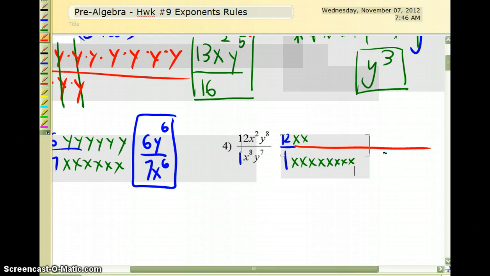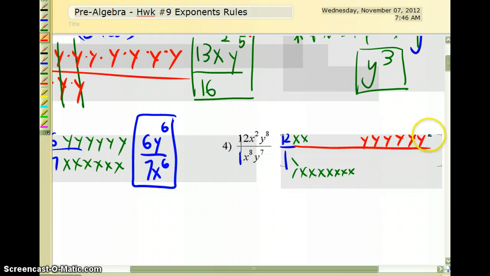So I'm going to line up the y's just like I did the x's to make it a little easier for me to organize. I have y's, 8 of them in the numerator. Okay, and then I have 7 y's in the denominator.